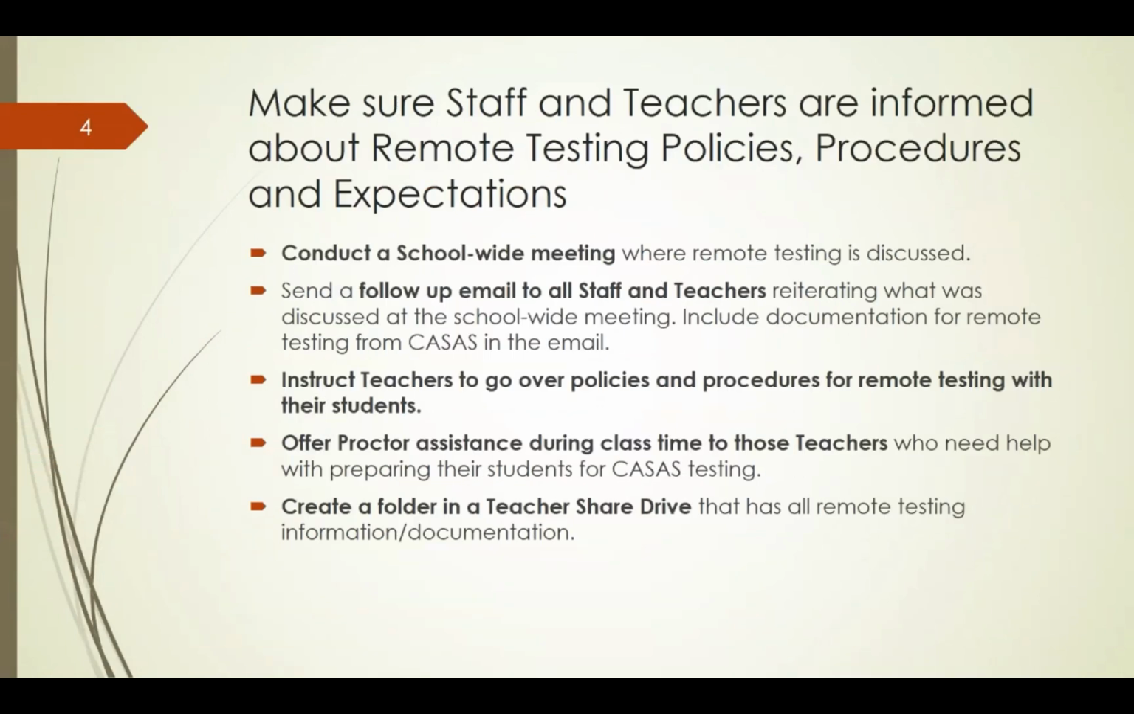Make sure staff and teachers are informed about remote testing policies, procedures, and expectations. Conduct a school-wide meeting where remote testing is discussed. Send a follow-up email to all staff and teachers reiterating what was discussed at the school-wide meeting. Include in the email documentation for remote testing from CASAS. Instruct teachers to go over policies and procedures for remote testing with their students. Offer proctor assistance during class time to those teachers who need help with preparing their students for CASAS testing. Create a folder in a teacher-shared drive that has all remote testing information and documentation.